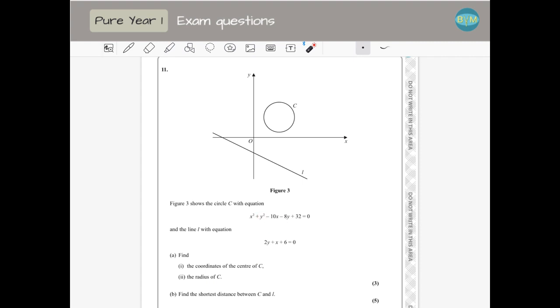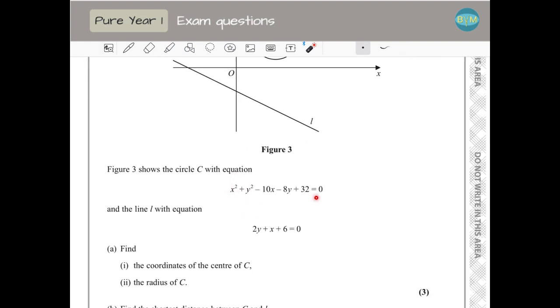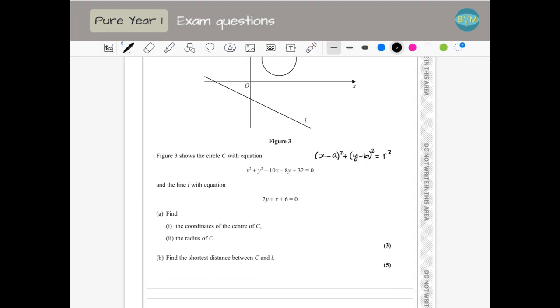So remember, when we have the equation of the circle, we want to find the equation in this form, where A and B are the coordinates of the center, and then this is the radius squared. The way of doing this is completing the square. We are going to complete the square for x and for y. So let me show you.